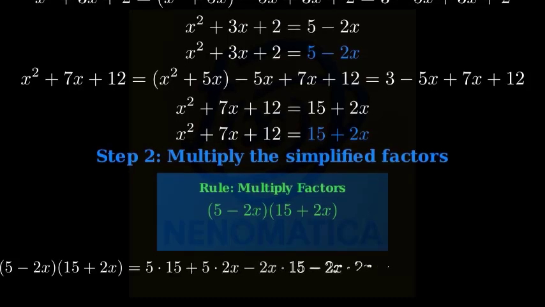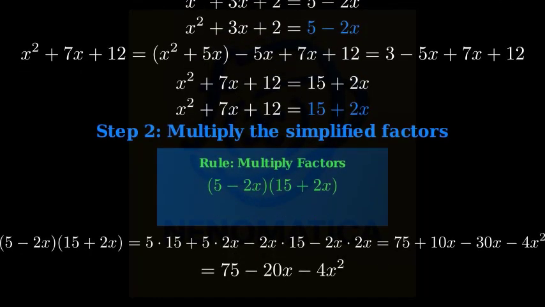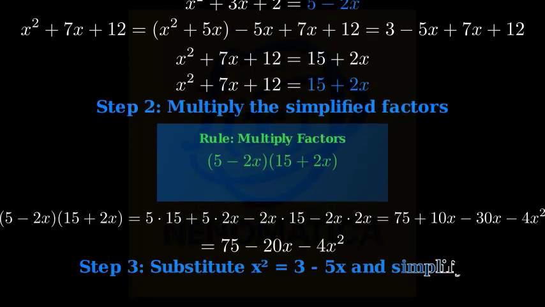When we multiply these expressions, we get 5 times 15, which is 75, plus 5 times 2x, which is 10x, minus 2x times 15, which is negative 30x, minus 2x times 2x, which is negative 4x squared. Combining like terms, we get 75 minus 20x minus 4x squared. For our final step, we need to substitute the value of x squared back into our expression.